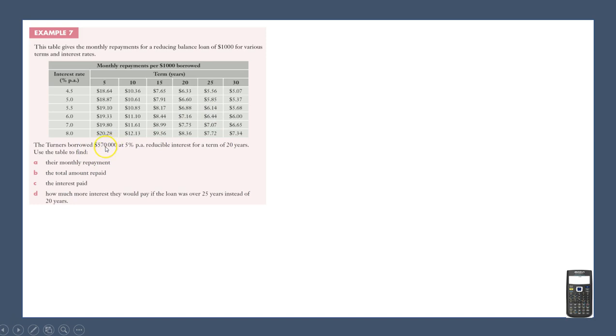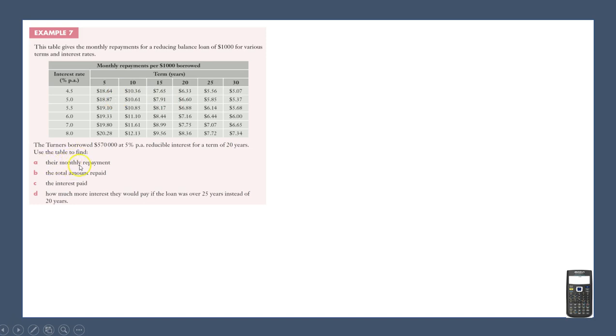The Turners borrowed $570,000, so we know that whatever value we get in the table will need to be multiplied by 570. 5% per annum reducible interest, so we're going along this row, for 20 years. So the key number from the table that we want is this $6.60. What does that $6.60 tell us? It tells us the amount required to pay off a loan of $1,000 at 5% per annum over 20 years.